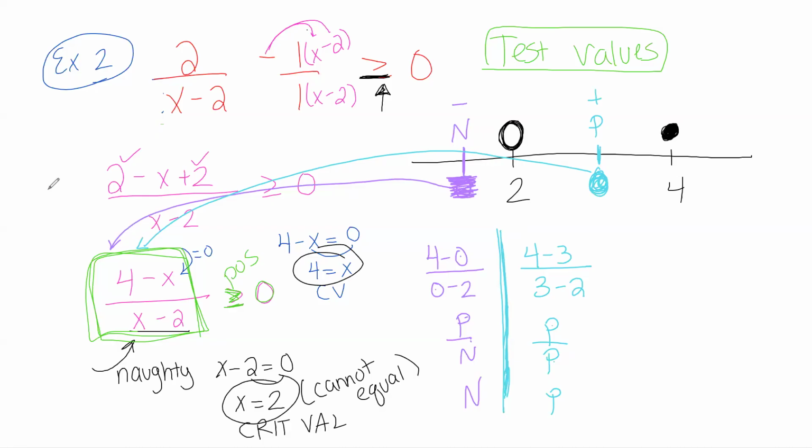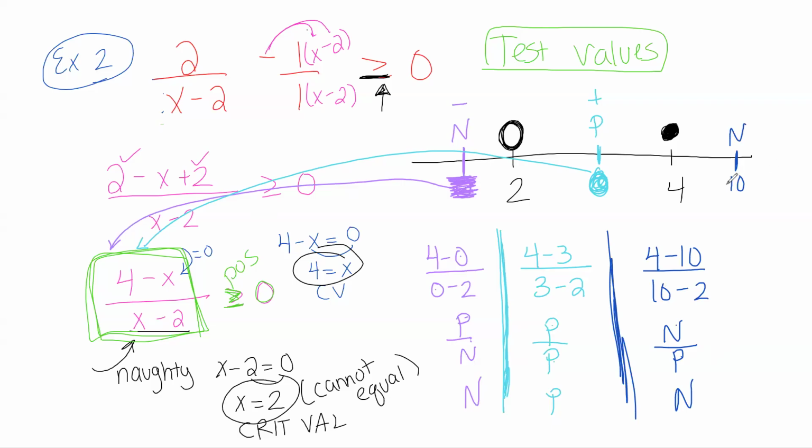Pick your favorite number bigger than 4. I am going to pick 10. I like doing 10. For me, 10 is a pretty number, but you can pick anything you want as long as it's bigger than 4. Put that in to the green box. So that's 4 minus 10 over 10 minus 2. 4 minus 10 is negative. 10 minus 2 is positive. Negative divided by positive is negative. Put an N or a minus, and scratch off your test value, because again, you could have done anything bigger than 4.